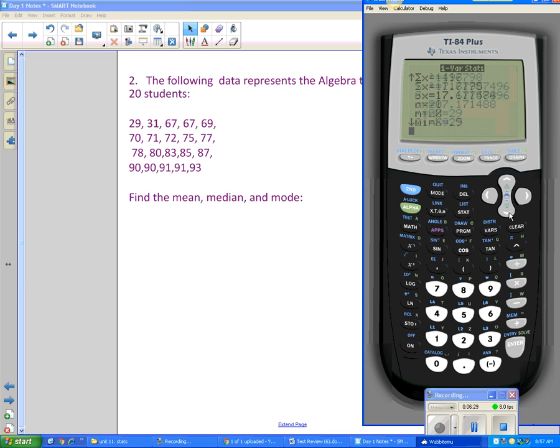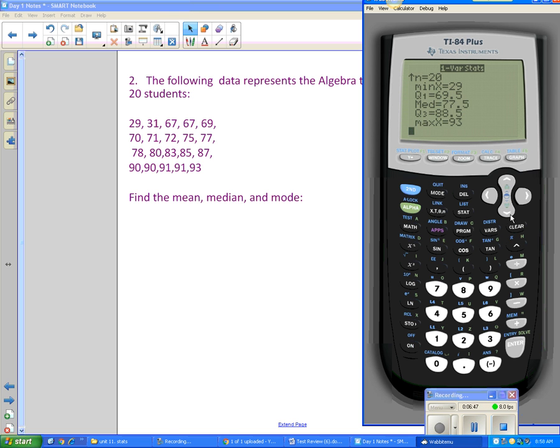Scroll down, and there's more information. The median is right there, MED. So you have to scroll down to see that. The median is right there. The calculator will not do the mode. You have to do that on your own.